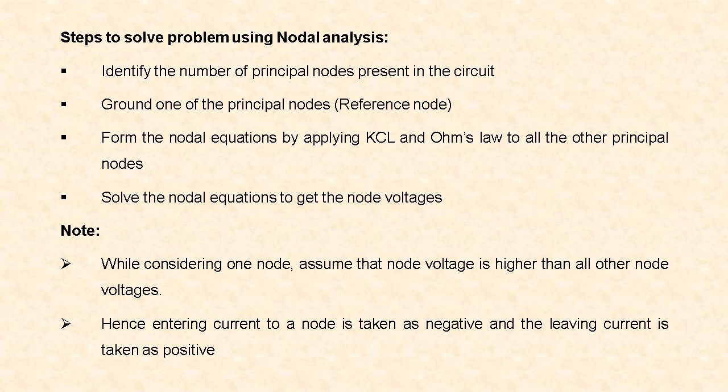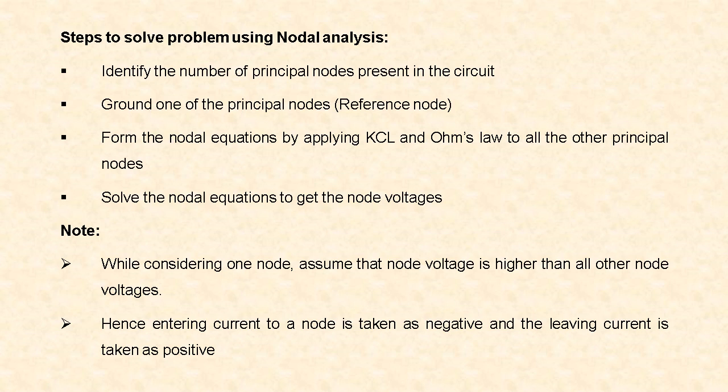Now let us see the steps to solve a problem using the nodal analysis method. The first step is to identify the number of principal nodes present in the electrical circuit or network. Principal nodes are the nodes in which current division occurs. Next, we have to ground one of the principal nodes. This is the reference node.